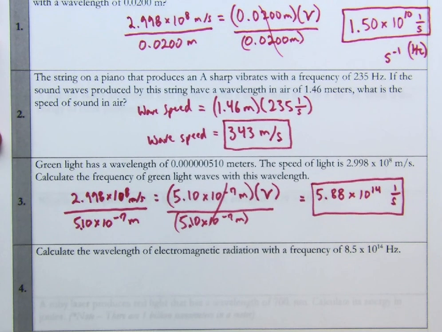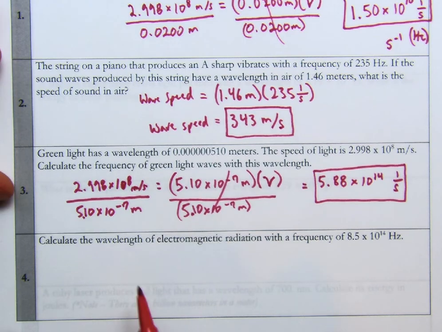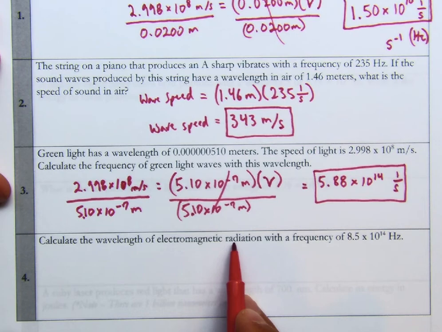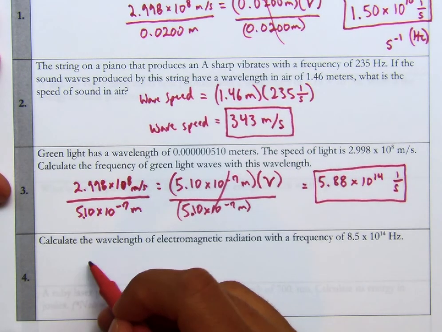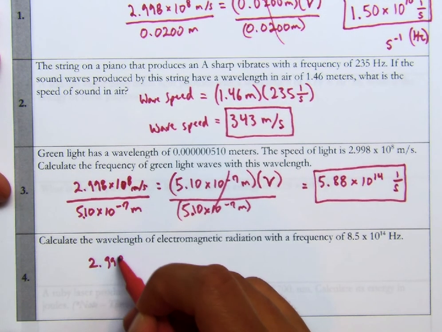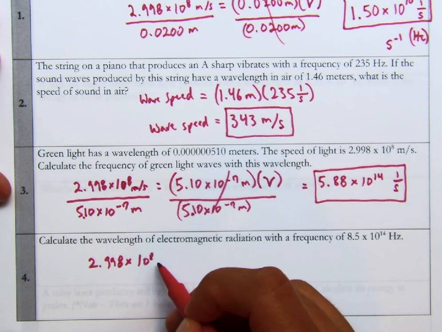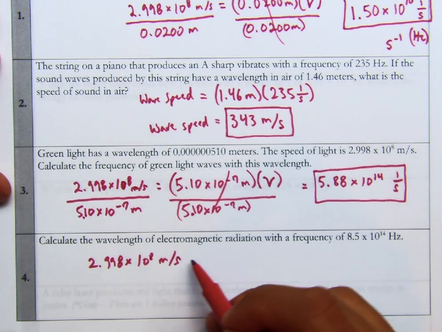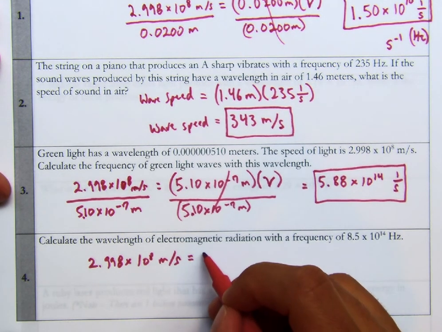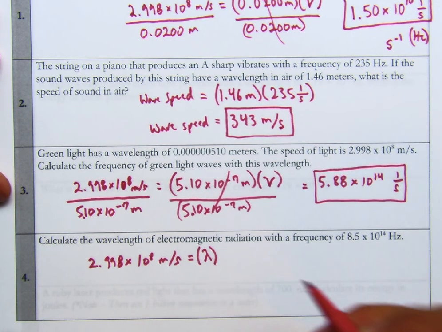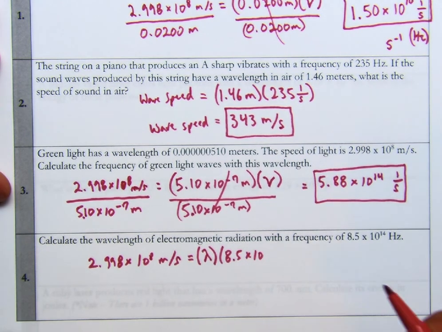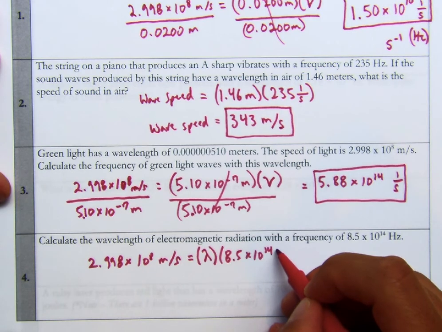Next one, okay, solving for a different variable. Calculate the wavelength of electromagnetic radiation. So we know it's electromagnetic radiation. That means we know the wave speed, right? The wave speed is 2.998 times 10 to the 8 meters per second, because all electromagnetic radiation has the same speed. And that equals wavelength, which is the Greek letter lambda, times frequency, which is 8.5 times 10 to the 14th hertz.